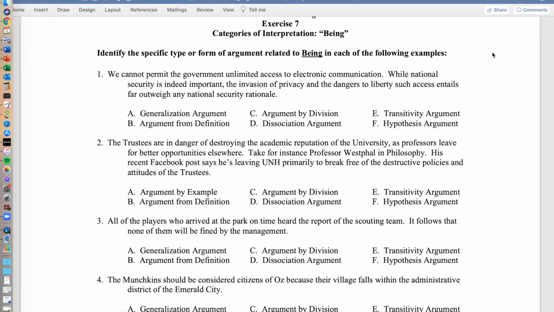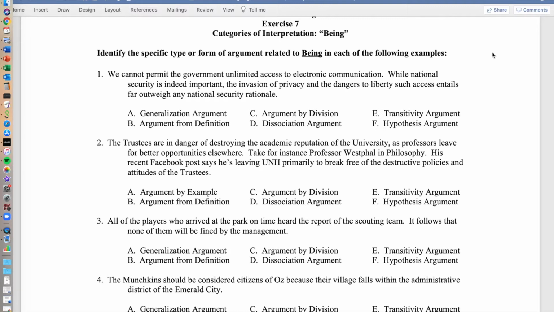And we notice in the evidence statement that we have the contrast or comparison of two different perspectives. We have the national security perspective, and we also have the concerns related to privacy and the dangers to liberty. And when we read that whole statement, we see that the preference is given to the concerns about privacy and dangers to liberty. And so that perspective is privileged over the national security perspective. And then it's on that basis, that the more important element is invasion of privacy and danger to liberty, that we draw the conclusion we cannot permit government unlimited access to electronic communication.